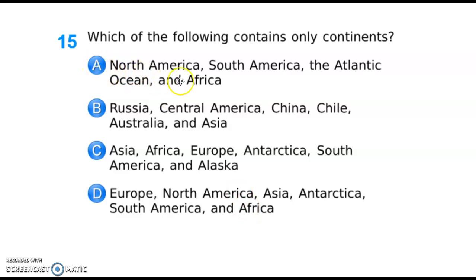In A, the one that is incorrect is the Atlantic Ocean, because the Atlantic Ocean is not a continent. In B, Russia, China, and Chile are actual countries within a continent, Russia being in Asia, China being in Asia, and Chile being in South America. C is incorrect because you have Alaska, and Alaska is actually part of North America. So the correct answer here is D. Those are all 7 of your continents there.